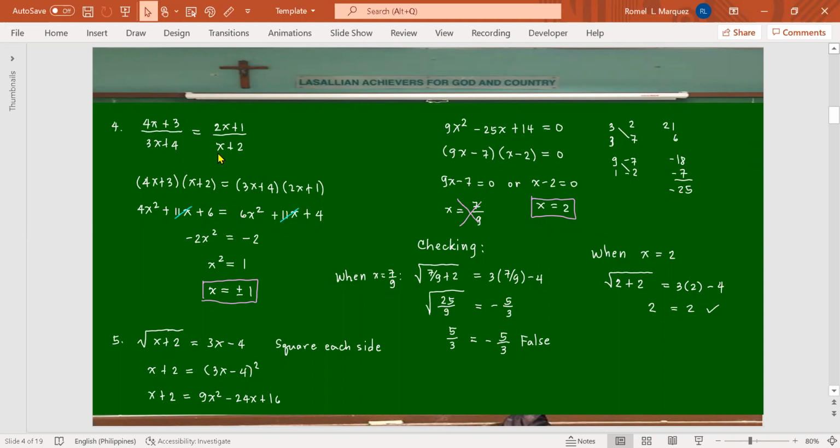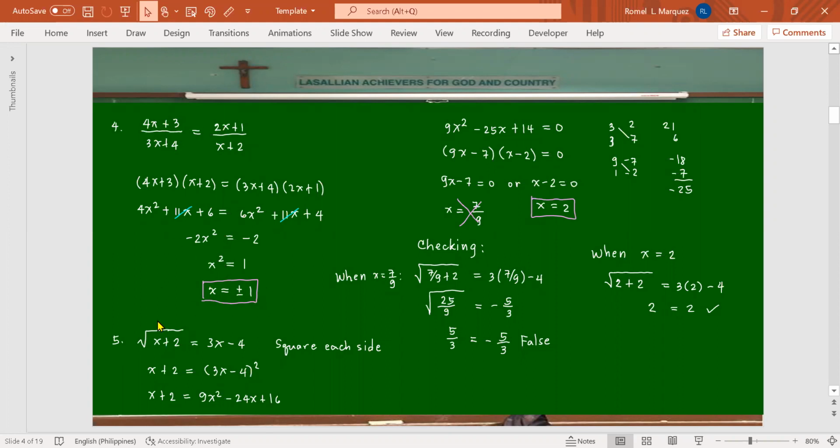Because you should know the restriction. Like for instance, if you have a fraction, you do not want the denominator to be 0. So for number 4, the only way for the denominator to be 0 is when x is negative 4/3, or when x is negative 2. But we did not get them, so we accept these values.